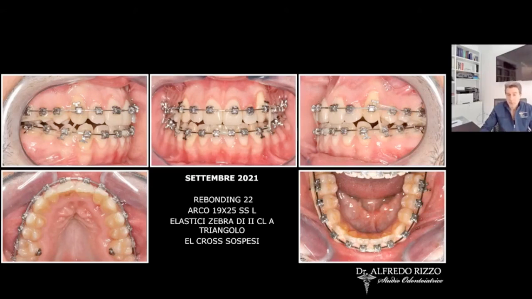The lower jaw is perfect now. I want to stabilize the lower dental arch while I'm working with the upper arch. I keep the elastics because the expansion has been satisfactory.